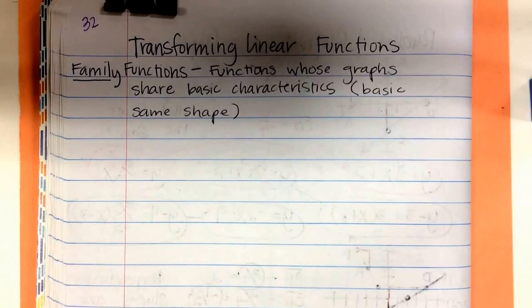So family functions are all basically the same shape. They all have positive slopes, or they all have the same y-intercept. Right? So there's similarities.